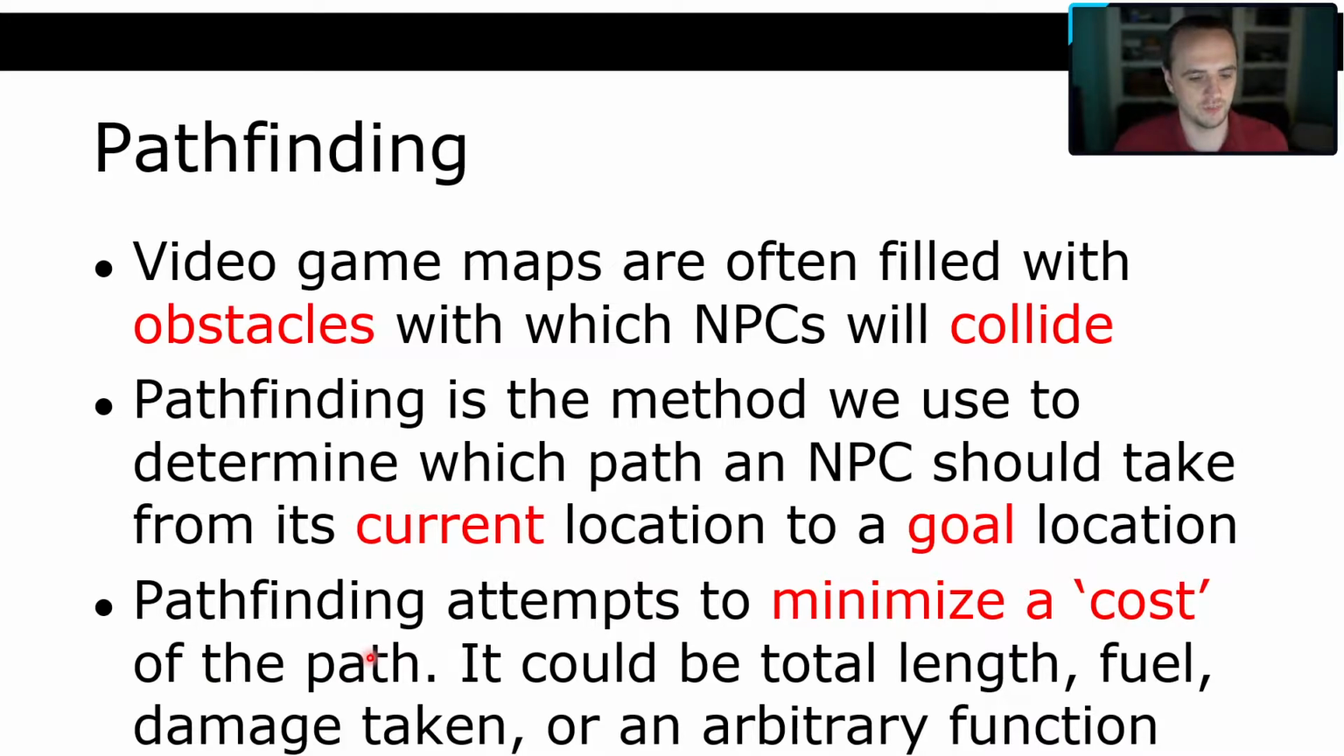So the cost of the path could be the distance. If you're trying to minimize the cost, and cost is distance, that is the least amount of distance, so the shortest path between two points. Maybe you're trying to minimize fuel. Maybe you're trying to minimize damage taken or some other arbitrary function. Pathfinding is trying to minimize some cost function from one point on the map to another point on the map.